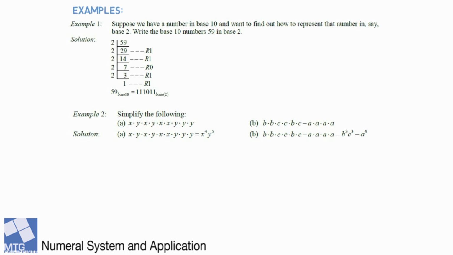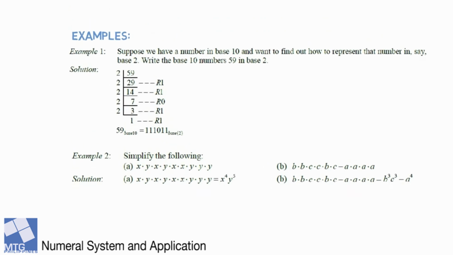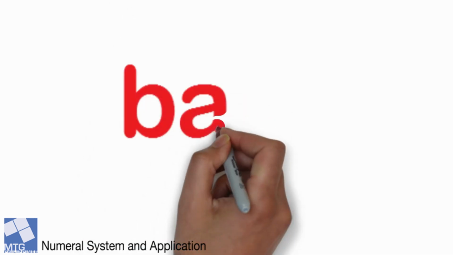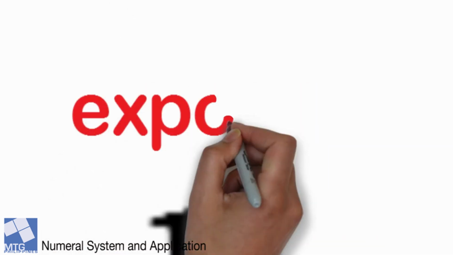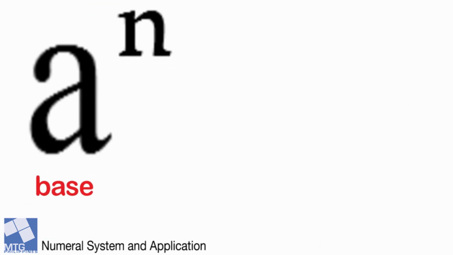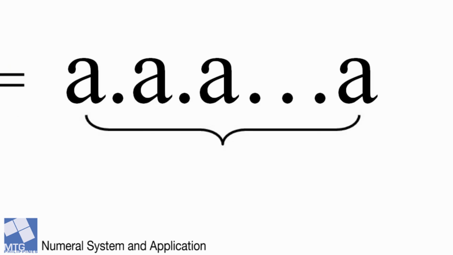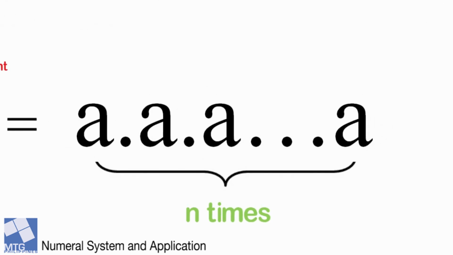Similarly, for part B, we can simplify the term by writing b cubed times c cubed minus a raised to 4. Now, we have to recall our definition of exponents. Let us consider the term a raised to n. A is called the base and n is called the exponent. So what does it mean? It means that we are going to multiply a n times by itself.